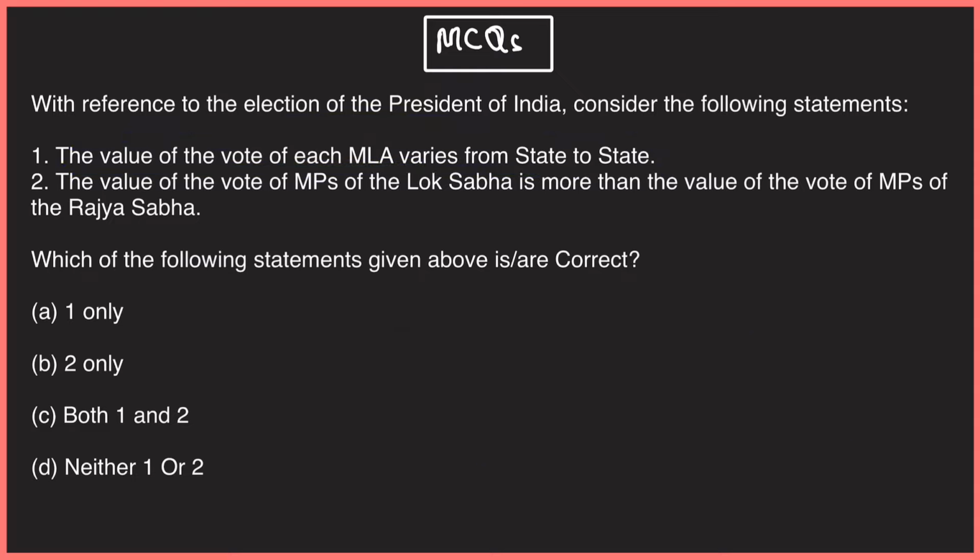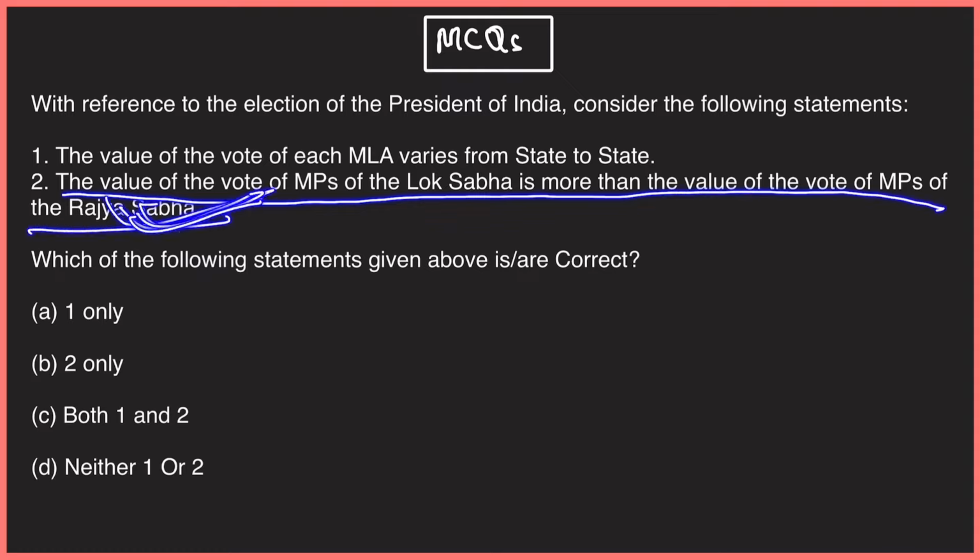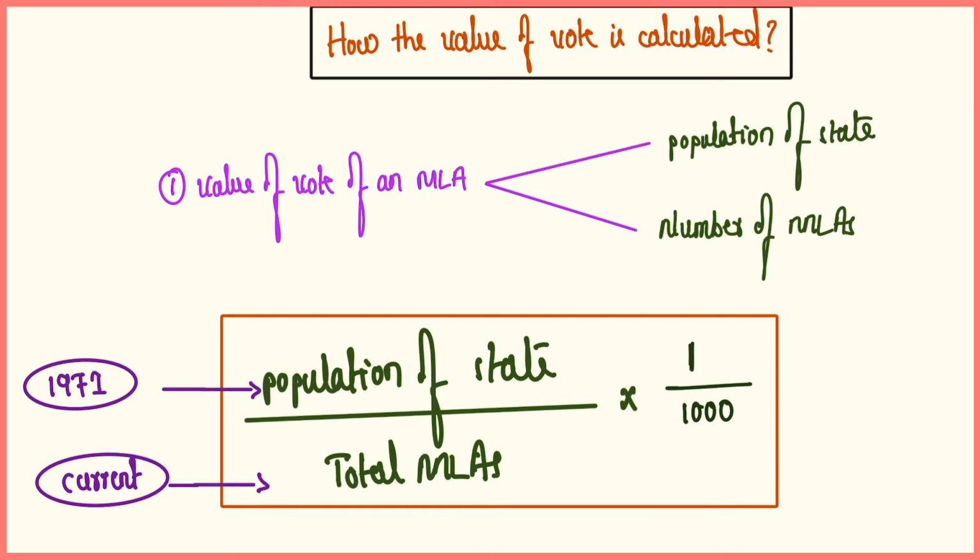The second part of this question says the value of vote of MPs of the Lok Sabha is more than the value of vote of MPs of the Rajya Sabha. I will tell you the answer to this after completing the video. So I hope you understood how the value of vote of each MLA is calculated. Now let us move to the next part of the video.